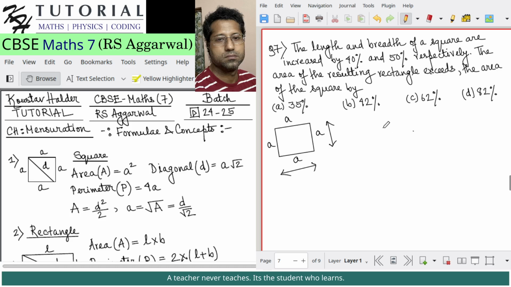So what will be the dimension of the rectangle? Clearly, when one side of the square is increased by 40% and the other side by 50%, consider this square: this is length and this is breadth. Even though for a square L will be equal to B, just for the sake of discussion, let's say this side is length L and this side is breadth B. So L is increased by 40% and B is increased by 50%. So definitely it will become a rectangle.